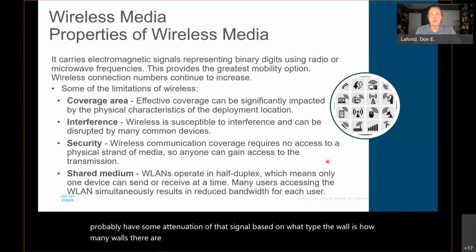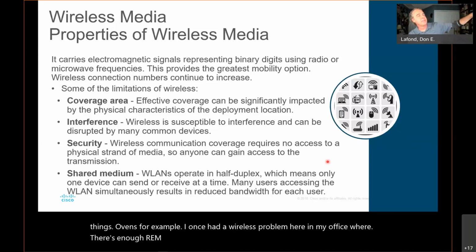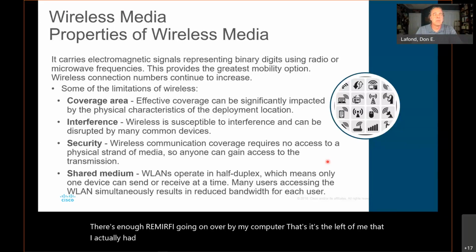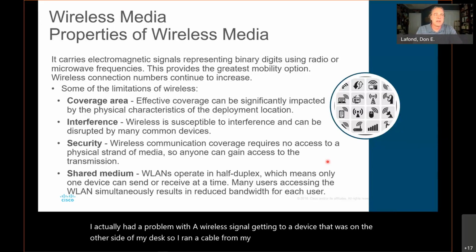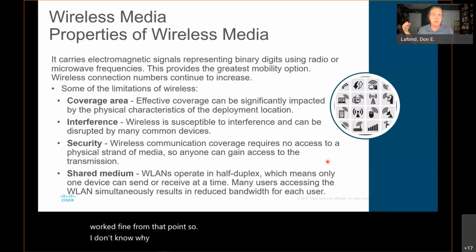Interference also makes wireless susceptible to things like microwave ovens, for example. Or I once had a wireless problem here in my office, where there's enough EMI and RFI going on over by my computer, which sits to the left of me, that I had a problem with a wireless signal getting to a device on the other side of my desk. So I ran a cable from my router to the device and everything worked fine from that point. I don't know why it didn't like that wireless, but it works elsewhere in my house.